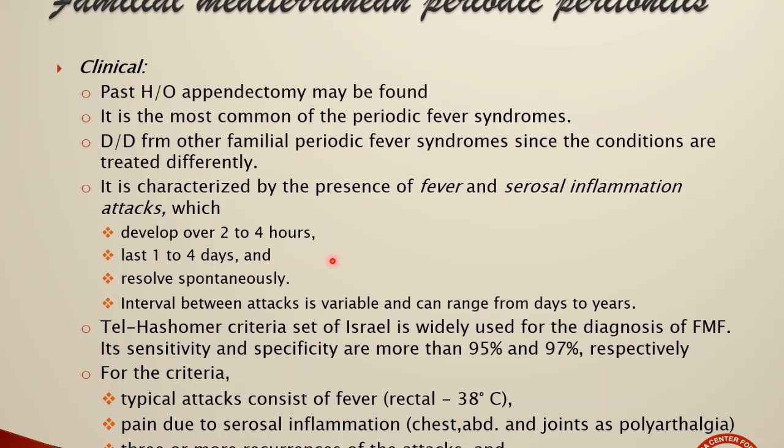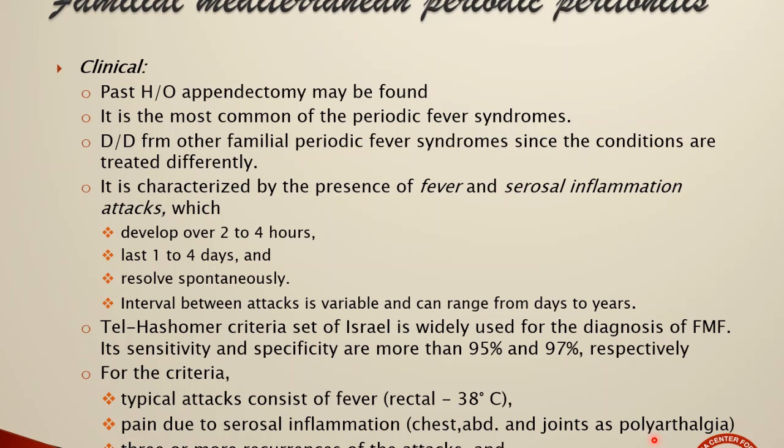The sensitivity and specificity are more than 95 to 97%, which is really very, very good. And for the criteria, you have to have a typical attack consisting of fever of more than 38 degrees rectal, pain due to serosal inflammation, and remember what did I say? Abdomen, so the patient will be having abdominal pain, pleura, so the patient having chest pain, and joints, so the patient presents with polyarthralgia. So abdominal pain, chest pain, and polyarthralgia, along with fever, are hallmarks of Mediterranean periodic peritonitis.